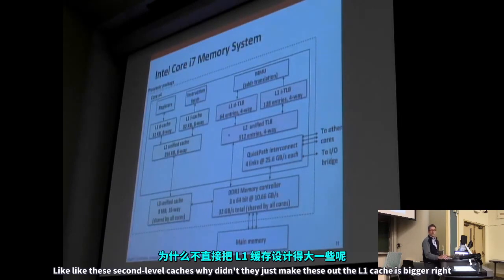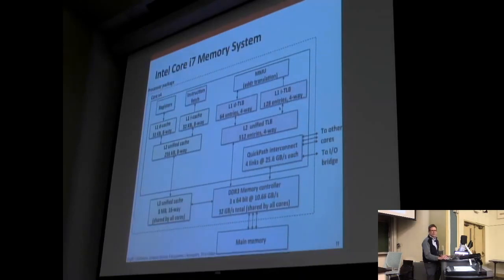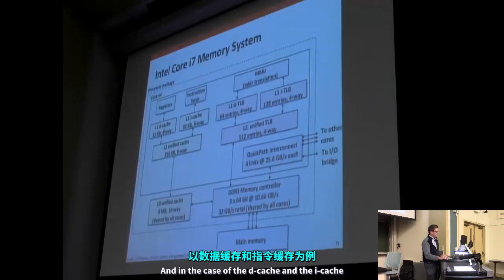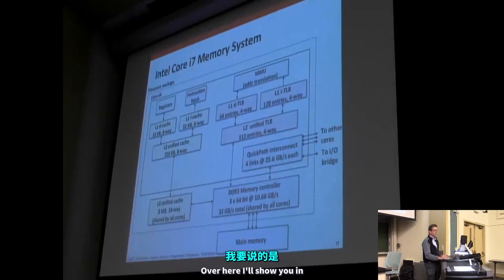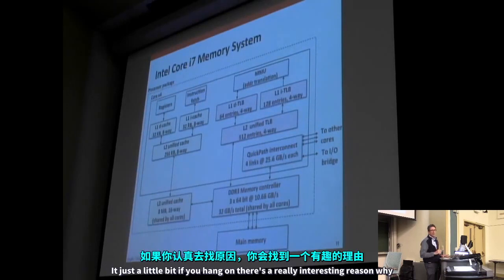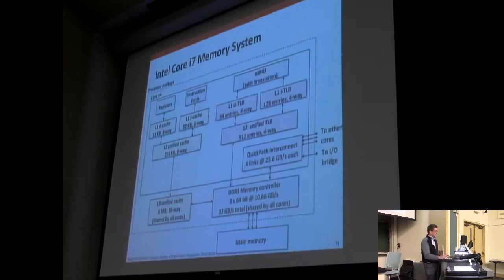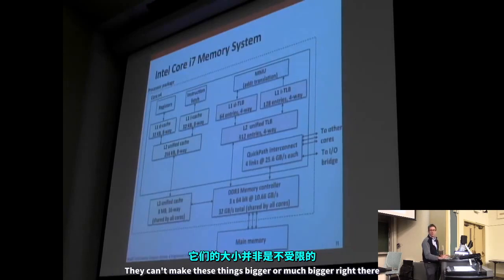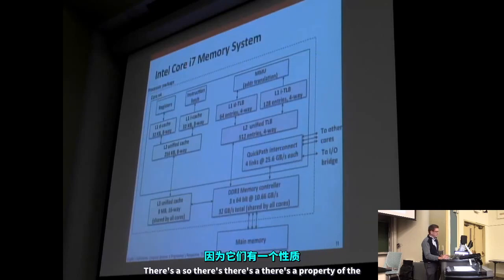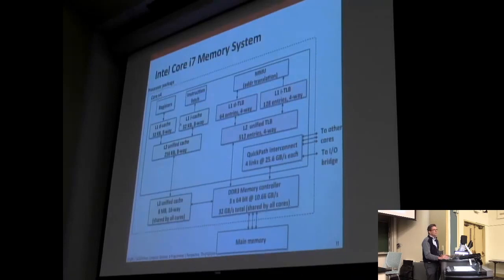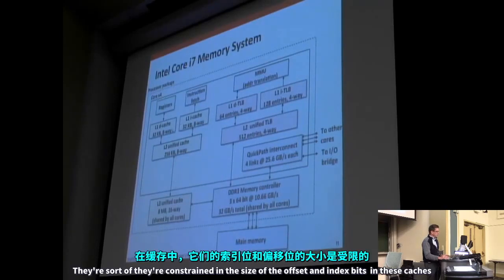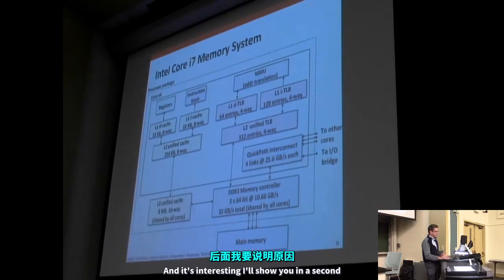So if you're wondering, it's interesting to think, why do they have these second level caches? Why didn't they just make the L1 caches bigger, right? And in the case of the D cache and the I cache over here, I'll show you in just a little bit if you hang on. There's a really interesting reason why they can't make these things bigger or much bigger, right? They're constrained in the size of the offset and index bits in these caches. And it's interesting. I'll show you in a second.